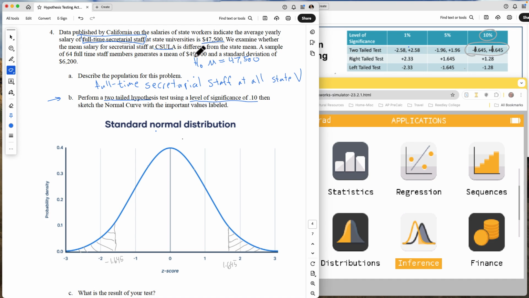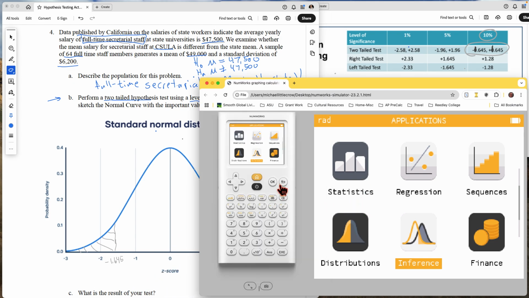Trying to say whether it's different. So that's why it's a two-tailed test, right? That means our belief is that it's not equal to 47,500, so we'll put that in as our hypothesis test. We've got our sample information here: 64 full-time staff members, 49,000 is what they have, standard deviation of 6,200. So we're going to plug those in, run the test, and then we'll be able to talk about our results.